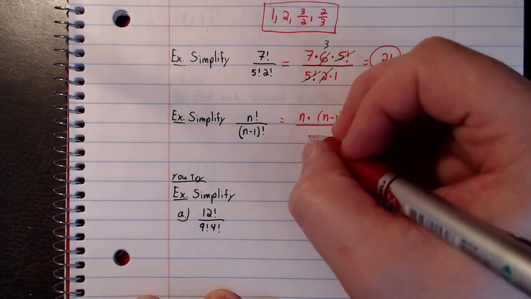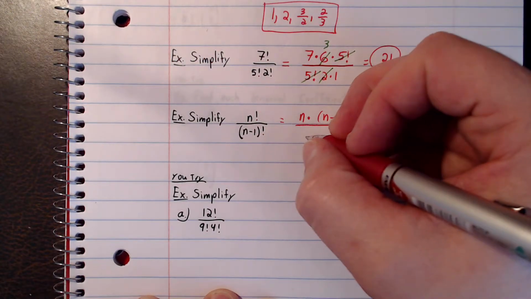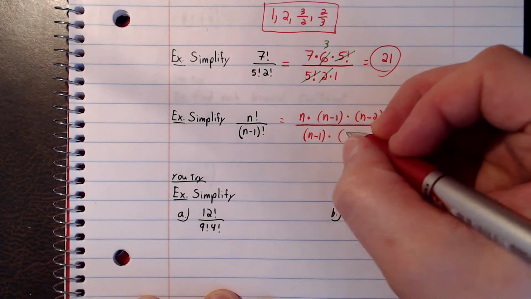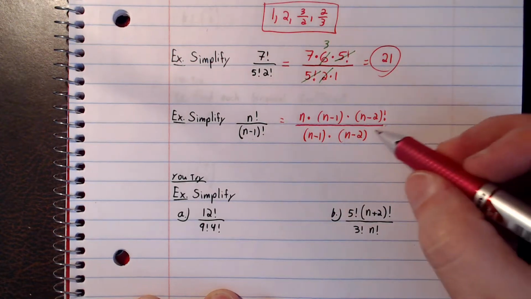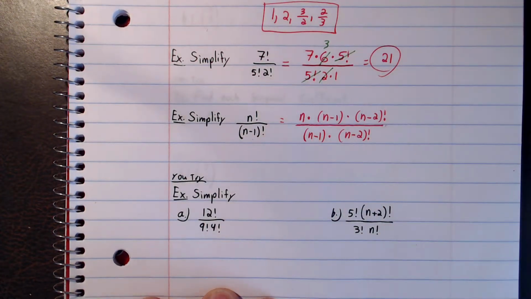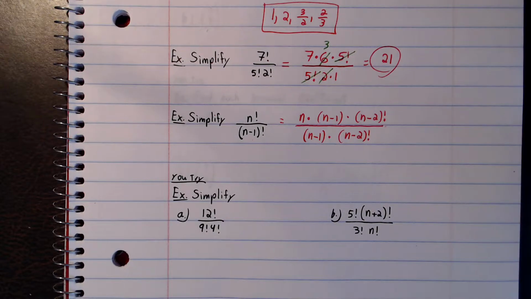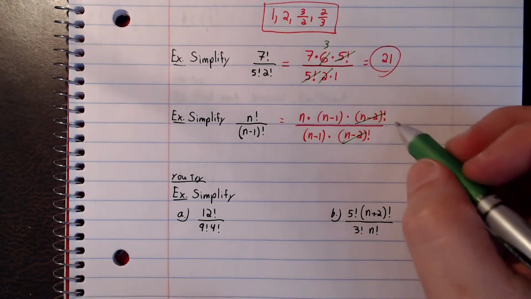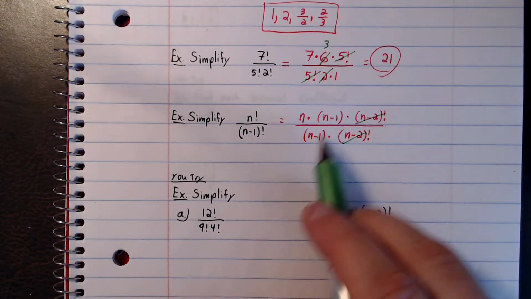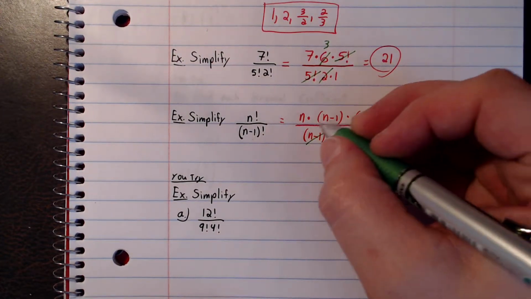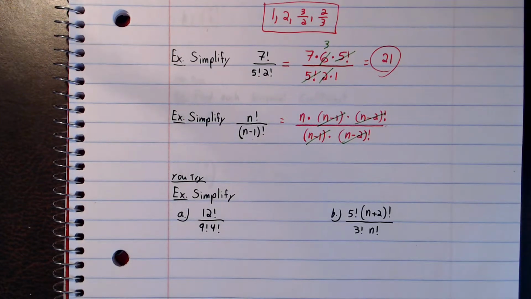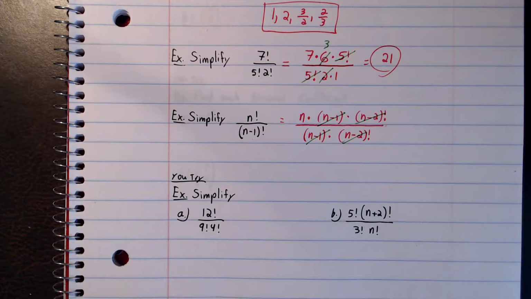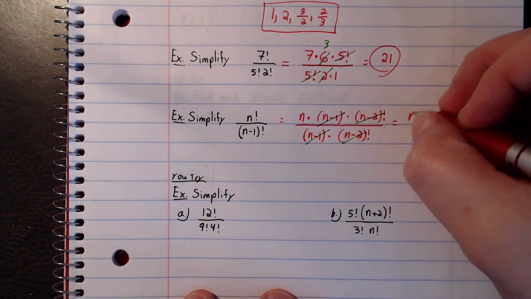Here, if I expand this n minus 1 factorial, that'd be n minus 1 times n minus 2, and I would keep on going as well. And again, what do I notice? My n minus 2 factorial shows up twice, so those are going to eliminate. And in fact, the n minus 1 also shows up twice. So if I have n factorial over n minus 1 factorial, really, it's just equal to plain old n.